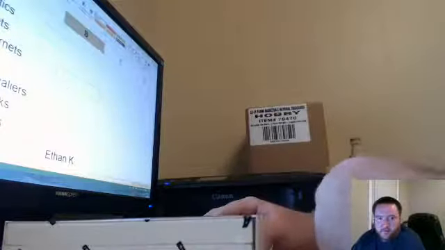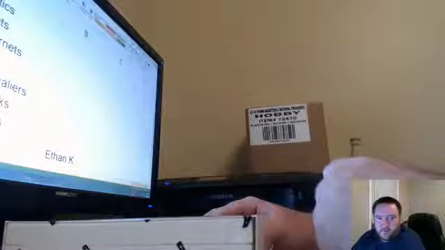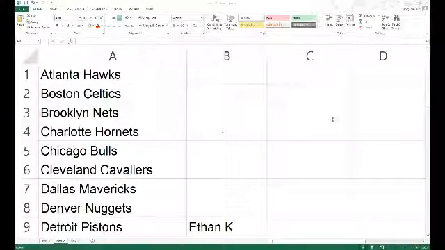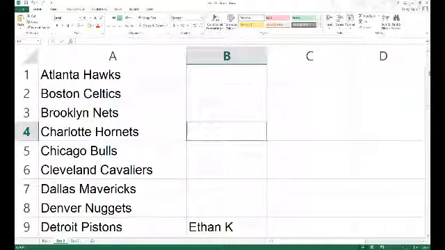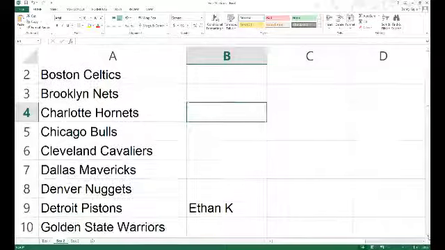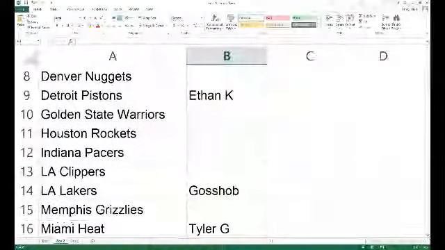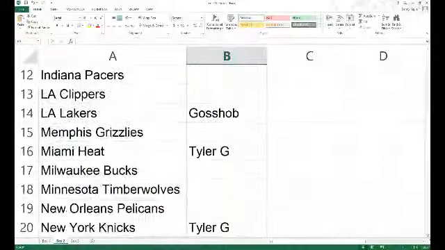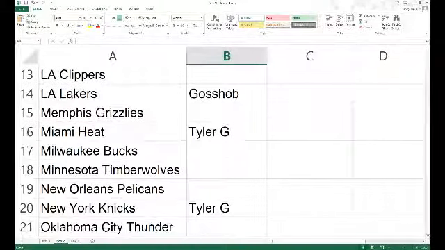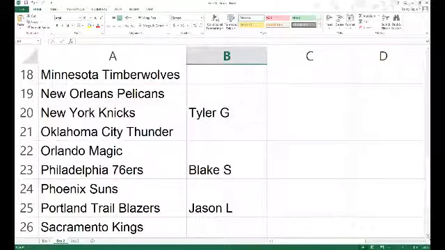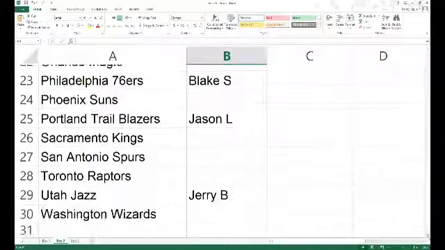Again, let me scroll back through the teams. This was the free giveaway. So Ethan bought the Pistons. He got the free Piston spot. Zach, Lakers for the Ghosts. Miami Heat for Tyler G. Knicks for Tyler G. Blake S for Sixers. Jason L had the Blazers. Jerry B had the Jazz.